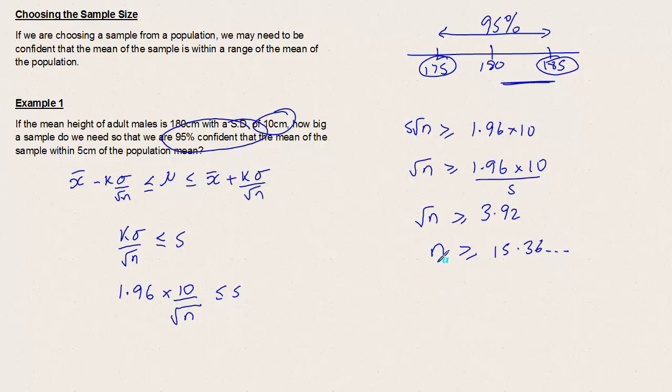Now in this situation we have to round up. N has to be a whole number, that's the size of the sample, and 15 won't cut it. It will be too wide. If we go to 16, yes, it will be narrower than 5 either side, but that's what we want. We need it to be within 5. So we'd go to n equals 16.